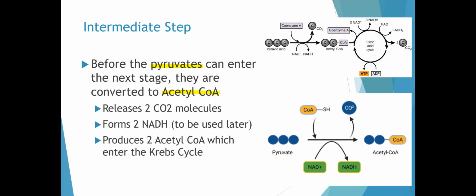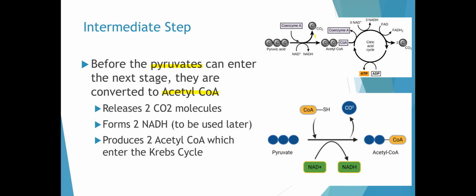This is what acetyl coenzyme A stands for. And so in order to do that, what happens is we lose a couple of carbons. Okay, we're going to go from a 3-carbon pyruvate to a 2-carbon acetyl-CoA. All you really have to know here is that it's the acetyl-CoA that's going into the Krebs cycle.